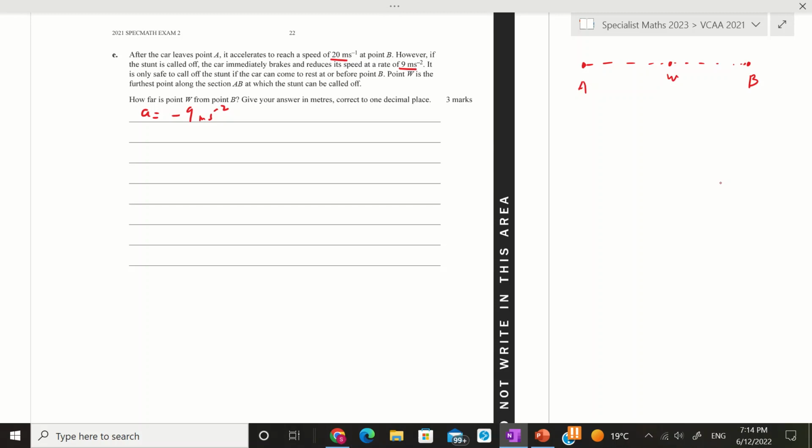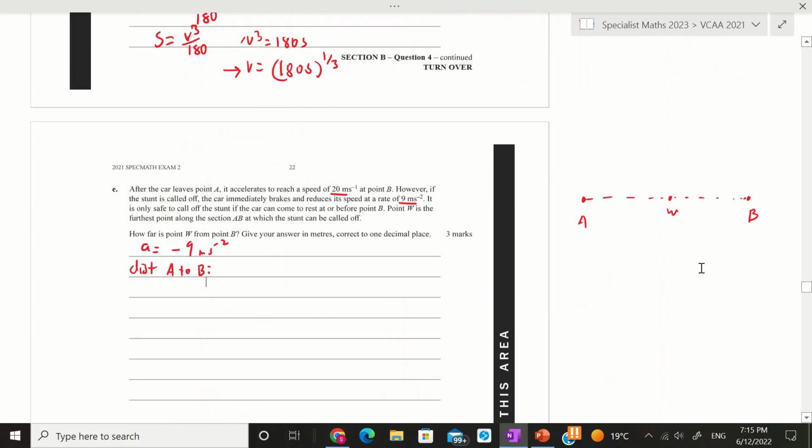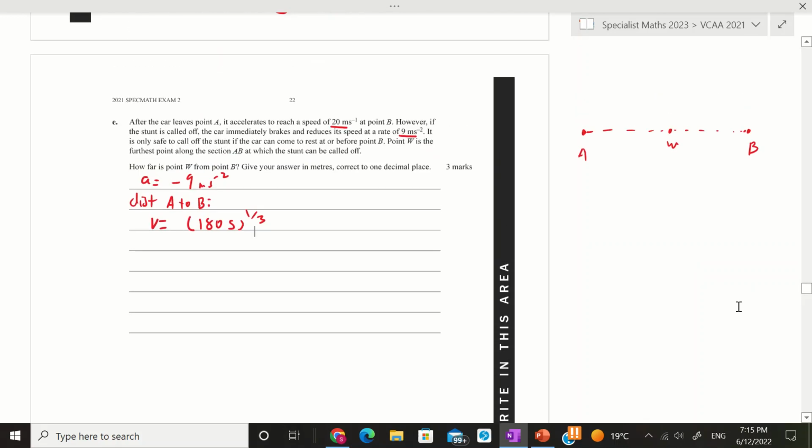First of all, we can find the distance from A to B, which will be helpful later for finding out where this point W really lies. How can we go about doing that? Well, we already have an equation from the previous question up there. We know that V is equal to the cube root of 180s, so V is equal to (180s) to the power of 1 on 3.